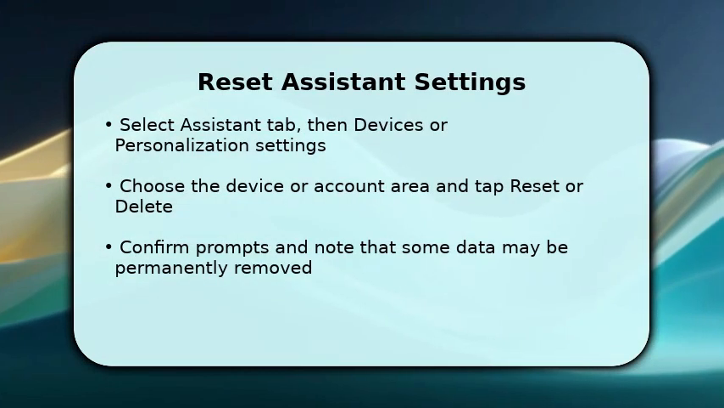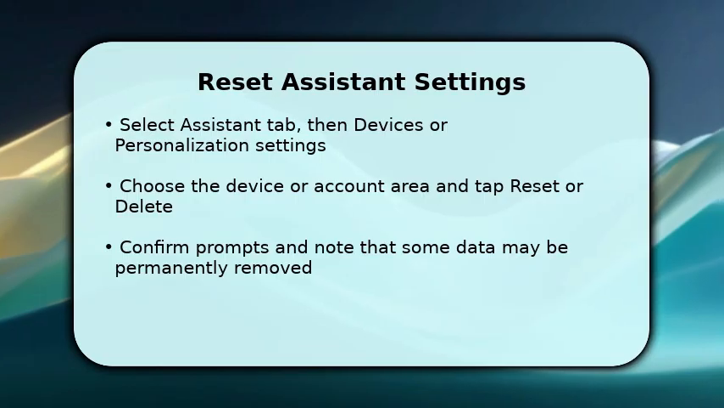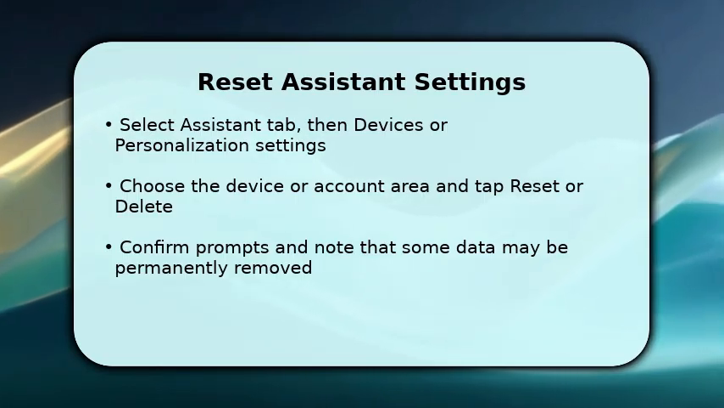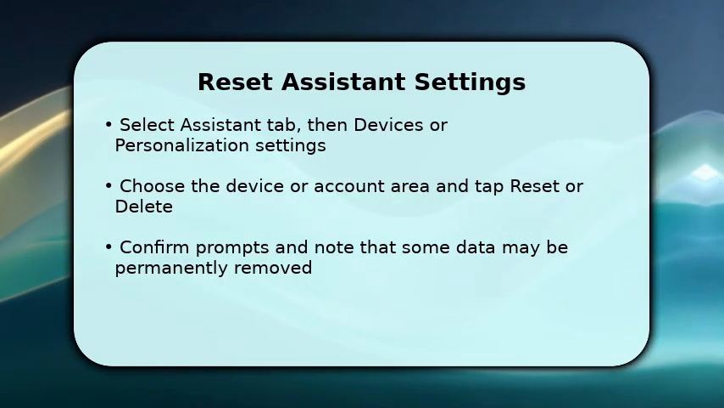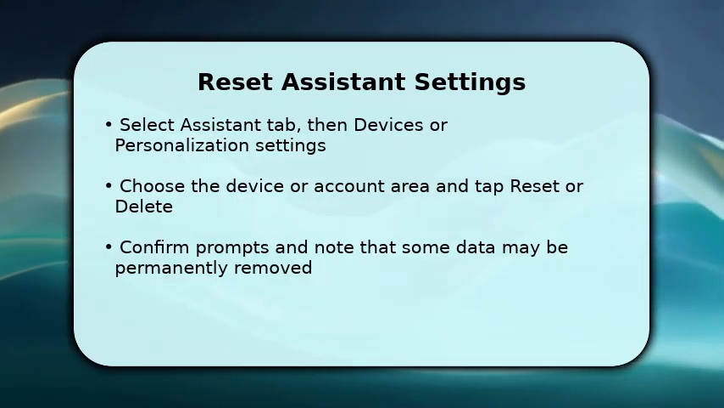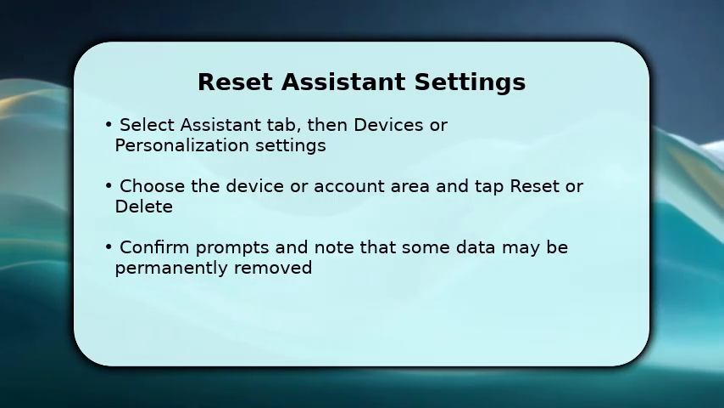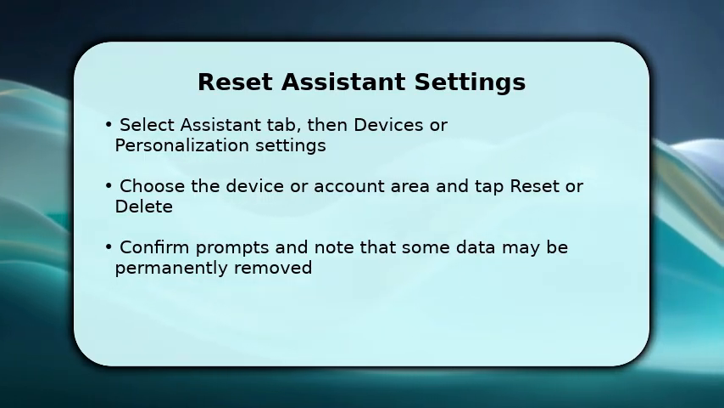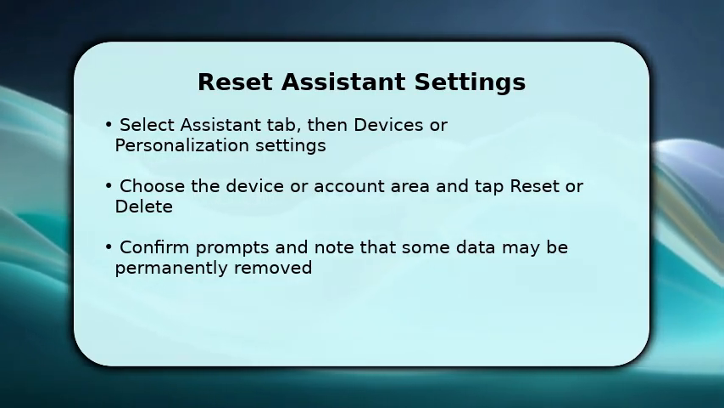You'll now navigate the Assistant tab to find Device and Personalization controls. Once there, pick the specific device or account area you want to reset. This may be under Devices, Personalization, or Voice Match. Tap the Reset, Remove, or Delete option and read the confirmation prompts. Make sure you understand which data is affected.